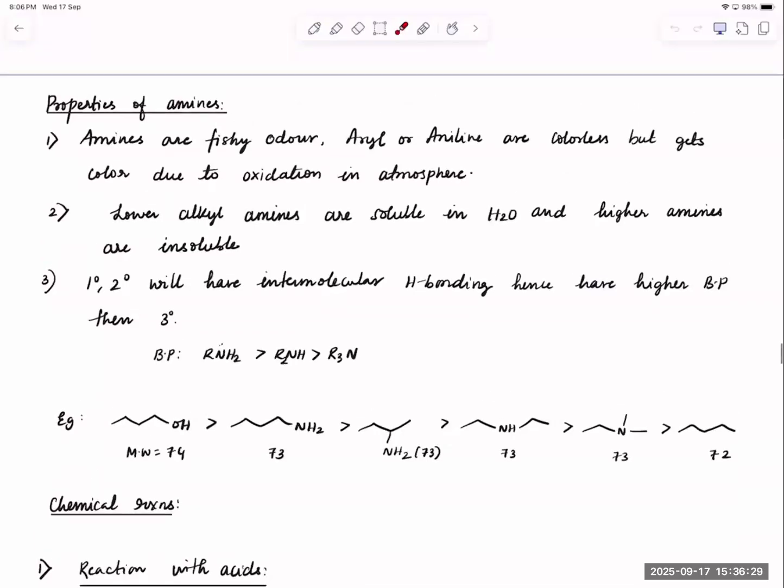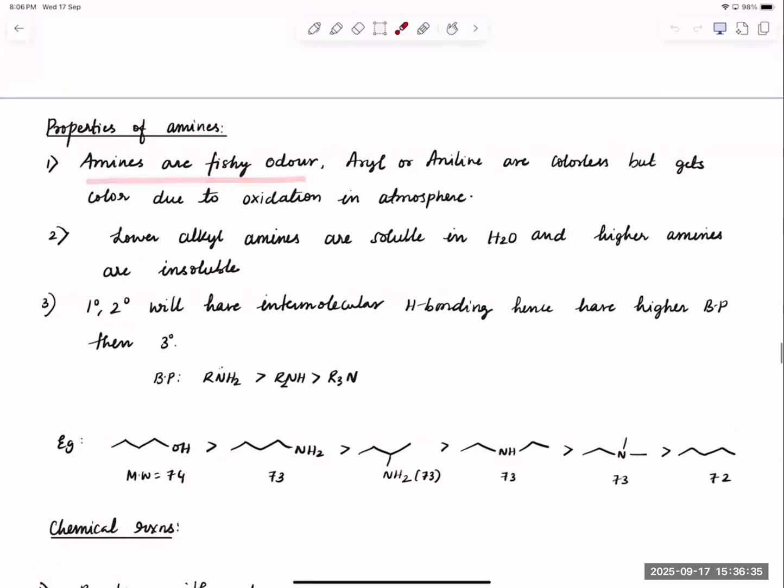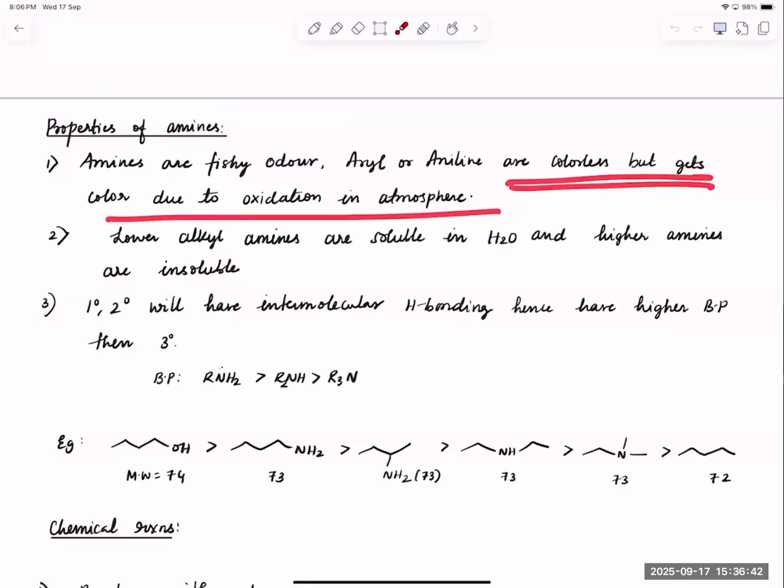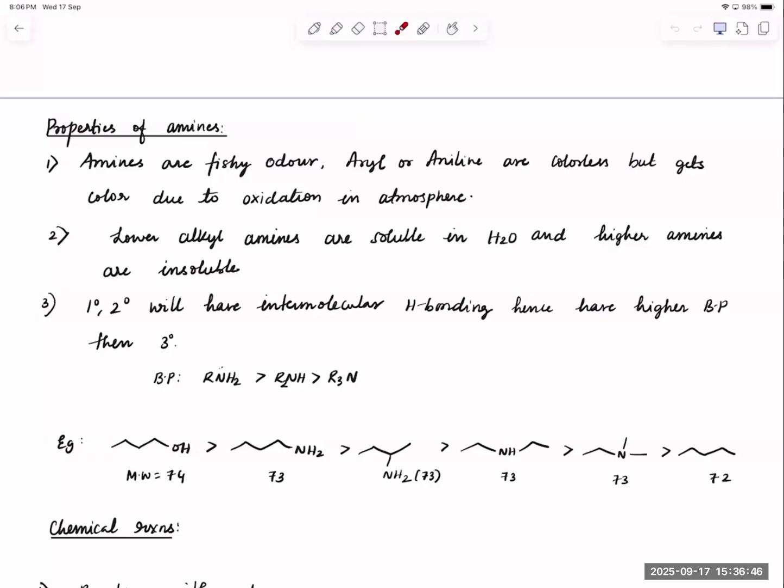What are the properties of amines? Amines usually have a fishy odor, and aryl amines like aniline are usually colorless but get colored due to oxidation. When it gets oxidized, it will form a nitroso form, and the nitroso form is usually colored, usually yellow.